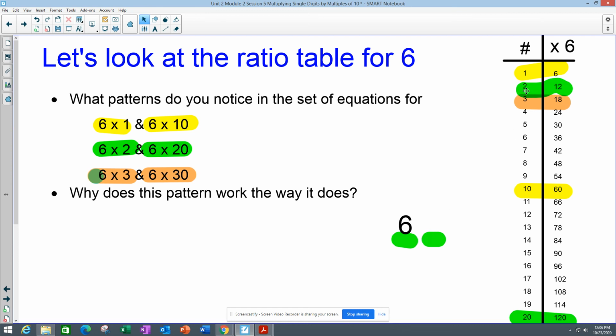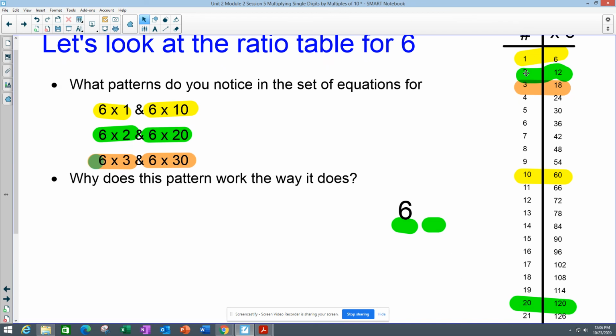So again, 2 times 6 is 12, and 20 times 6 is 120. Now all we're doing is multiplying it by 10 again. So you have that 12. The 12 will be in the tens and the ones, and when you multiply it, you just move it over one and then put that 0 here. That 0 right here is a placeholder. All right.